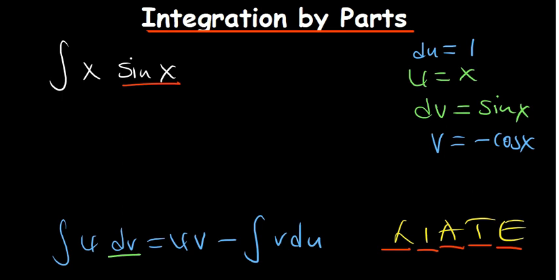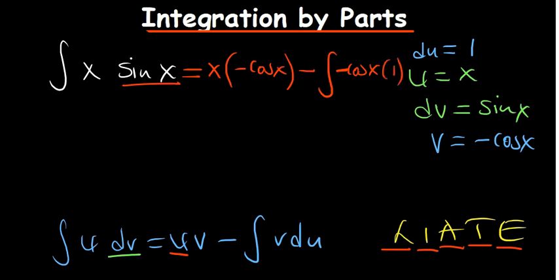So here we are. We can now substitute. Our u is x, our v is negative cosine of x, and then minus our v, which is negative cosine of x, and then multiply by du, which is just like a 1. So this becomes equal to negative x cosine of x, and then minus negative cosine of x. So what is the integral of negative cosine of x?